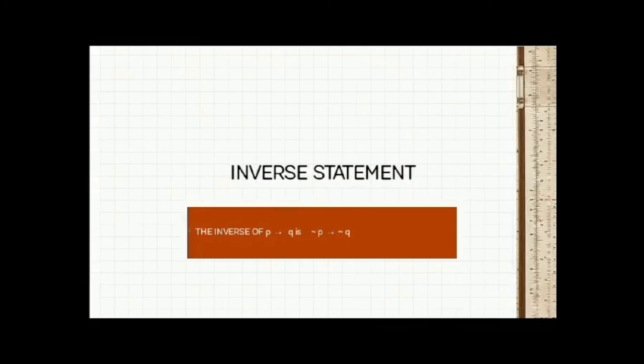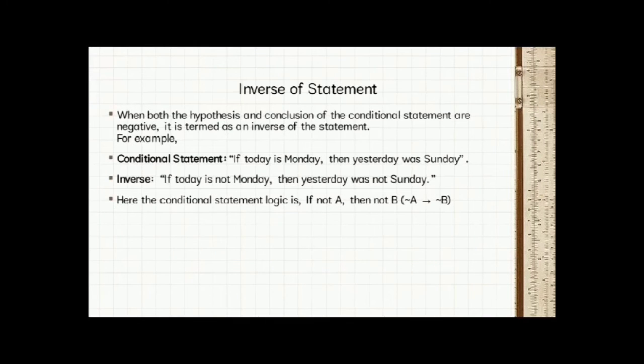Inverse of statement. When both the hypothesis and conclusion of the conditional statement are negative, it is termed as an inverse of the statement. The inverse of P then Q is formed by negating the antecedent P and negating Q. It assumes the opposite of each of the original statement and is notated as negating P then negating Q. Or, if not P, then not Q.